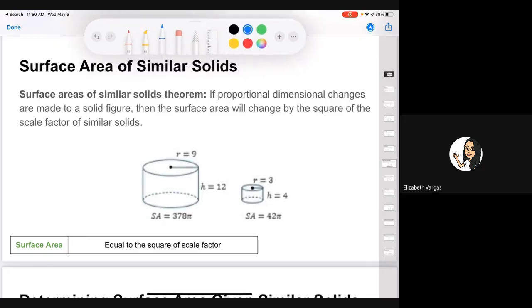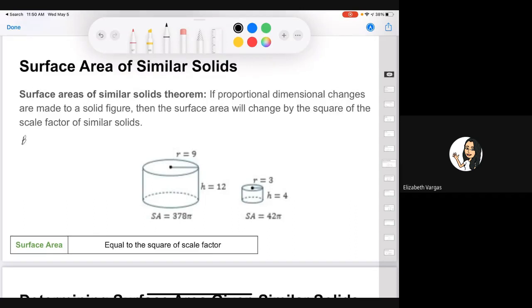So the way that I identify my scale factor is you're basically comparing parts, right? We looked at scale factor earlier, and basically you're just comparing parts. So here our parts are our height and our radius. Our height in our big one is 12. Our height in the small one is 4. That's equal to 3. So I'm identifying my scale factor. You compare the parts. 9 over 3, that's also equal to 3. So my scale factor is 3.